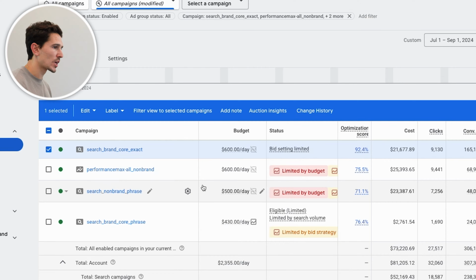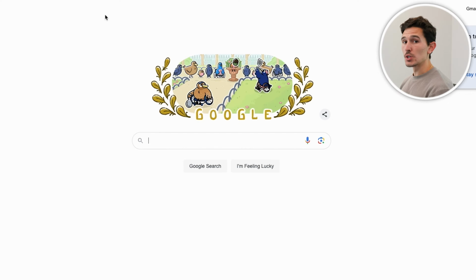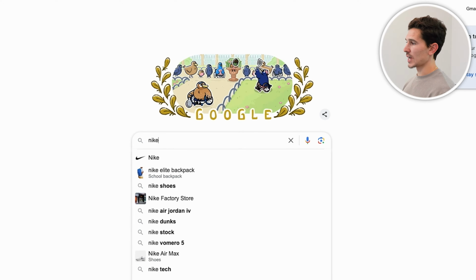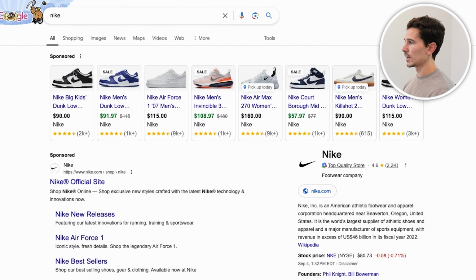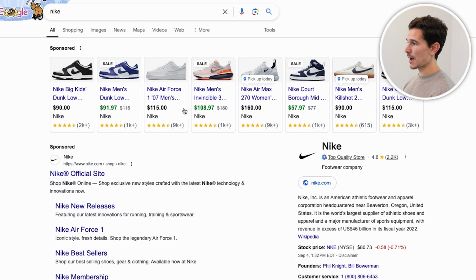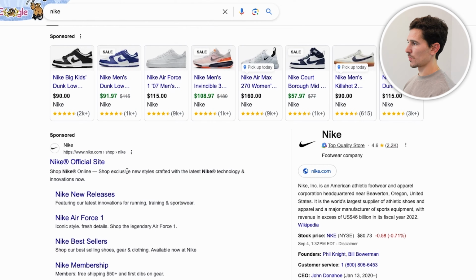Your brand core search campaign is literally the lifeline of protecting your business. So think about your brand core campaign as a way to make sure that no other competitor possibly invades on your brand. So here's what we don't want to happen. We don't want someone to actually type in your brand name, let's say you're Nike, and we don't want them to show up in this top navigation or anywhere in this sponsored area.